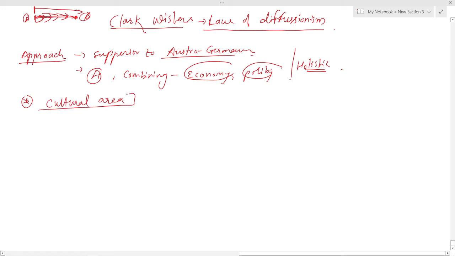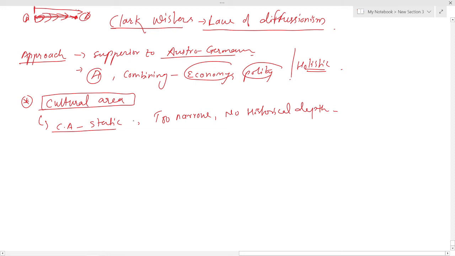So first, the criticism that follows his cultural area is that many anthropologists felt that the concept of cultural area is static and does not have a vast historical depth, and sometimes it is too narrow or has no historical depth.